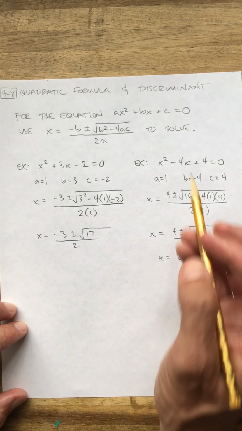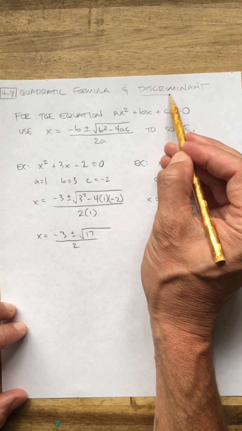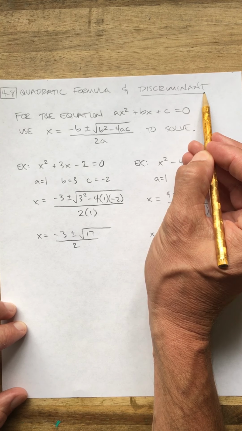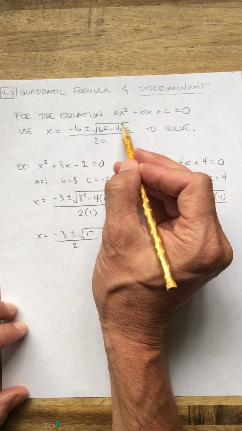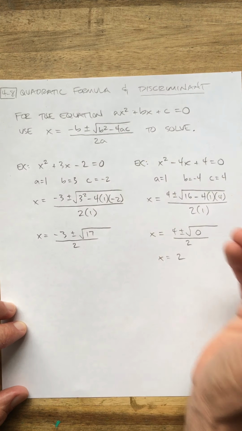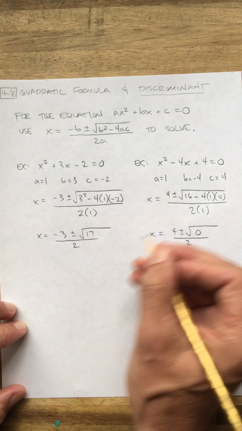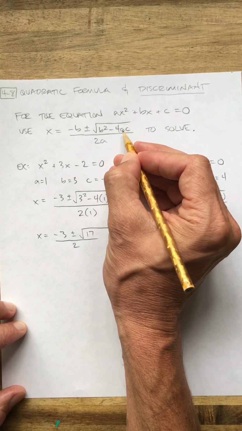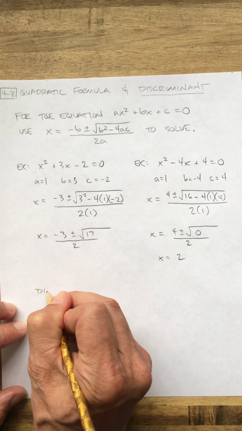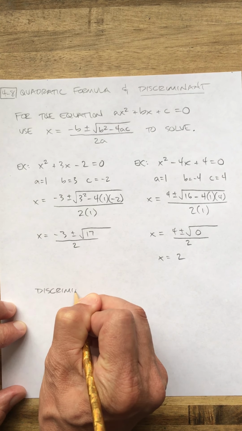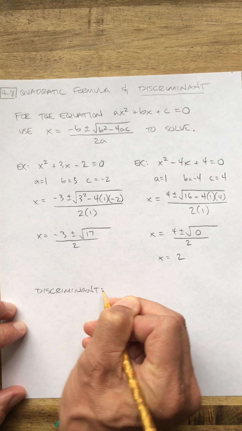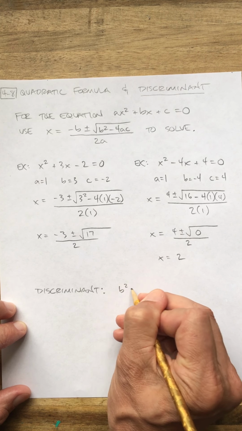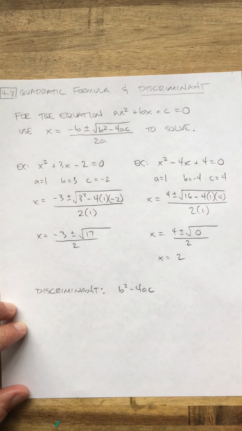Here's why. Okay, it's this word right here, the discriminant. This guy right here, the discriminant, you'll find inside here. The discriminant is b squared minus 4ac. Okay, if you want to write that, discriminant, and that is just the b squared minus 4ac, okay?